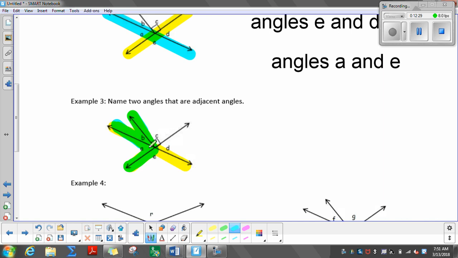B and C are next to each other. C and D are next to each other. D and E are next to each other. It just goes on and on. So there's so many different angles that you could choose.